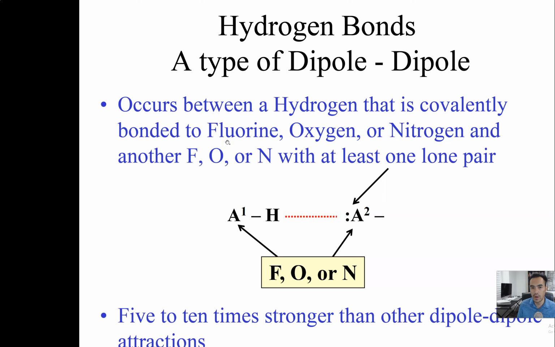So if you think about water as an example, water has a dipole in it. And this really has to do with the fact that you're binding to a very highly electronegative element, such as fluorine. And these are going to be a lot stronger than many of the other dipole interactions that we find. So hydrogen bonds, again, making sure that they have at least one lone pair.